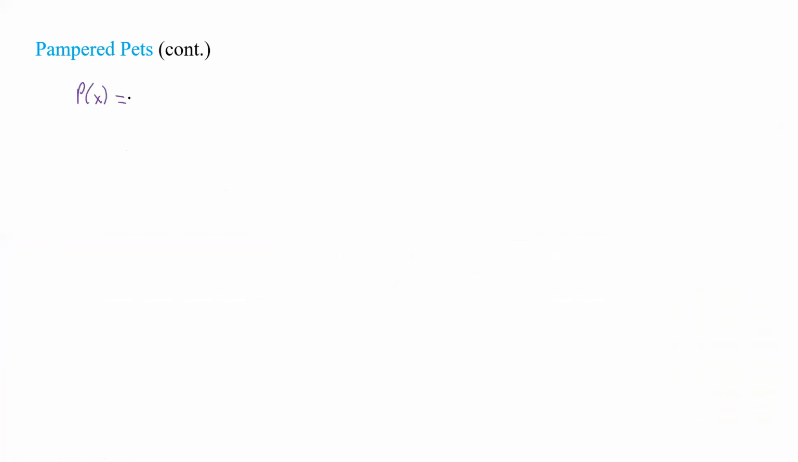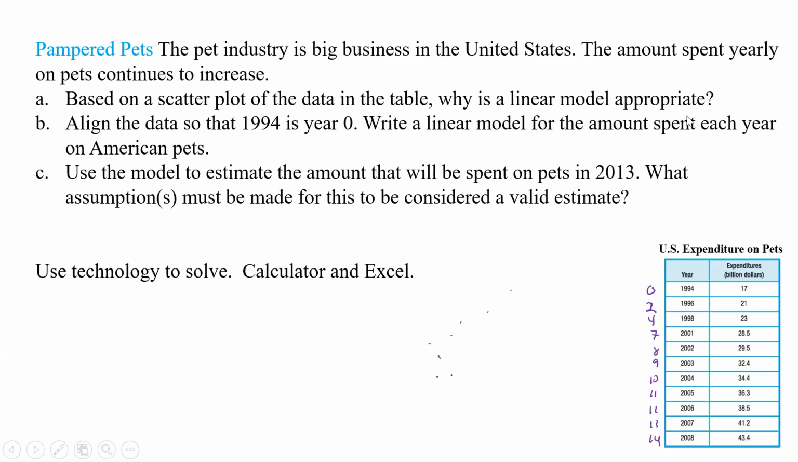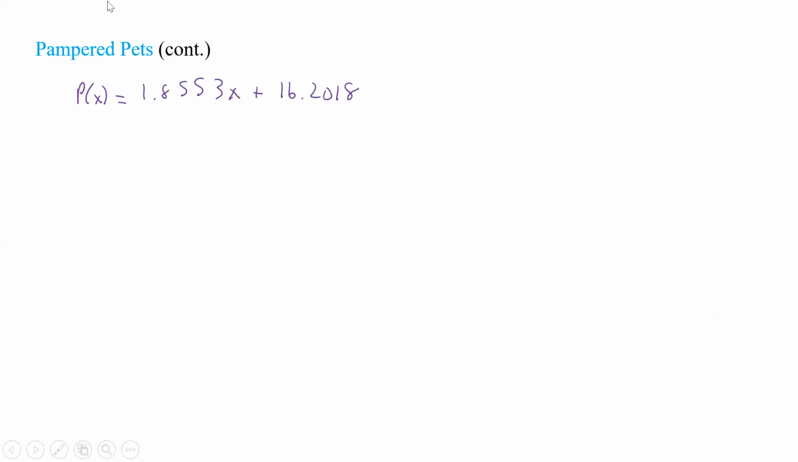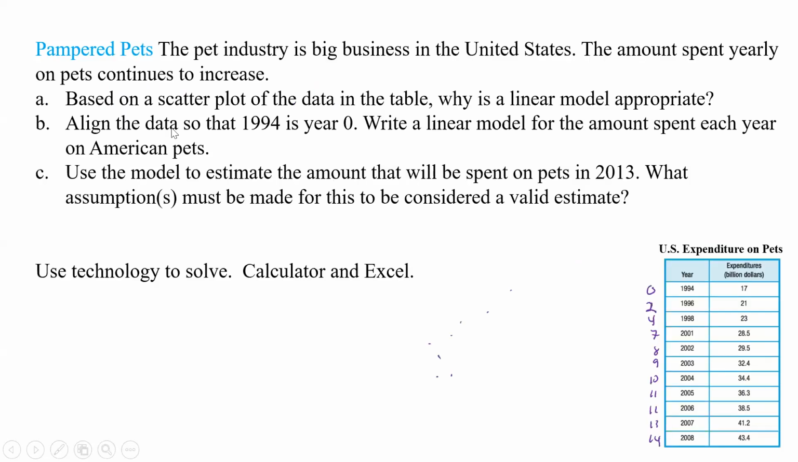P of X is equal to, and now our slope was 1.855 times X plus 16.201, and then that would be an 8. Okay, so that would be our linear model. And again, it doesn't say what decimal place to round it to. So if we did it based on this, we'd only have one decimal place, but I think that's not enough to do it justice here. So we'll go to 4 and we'll call it good for that.